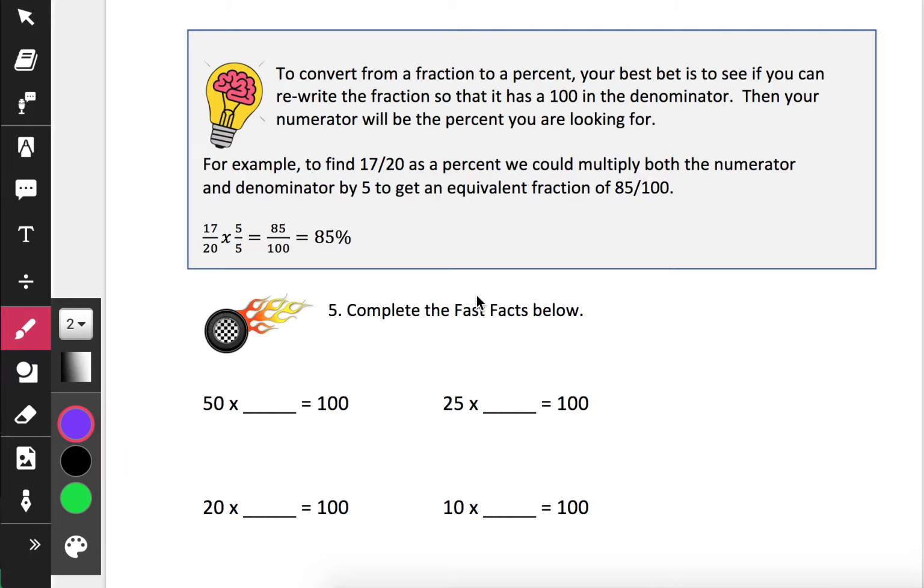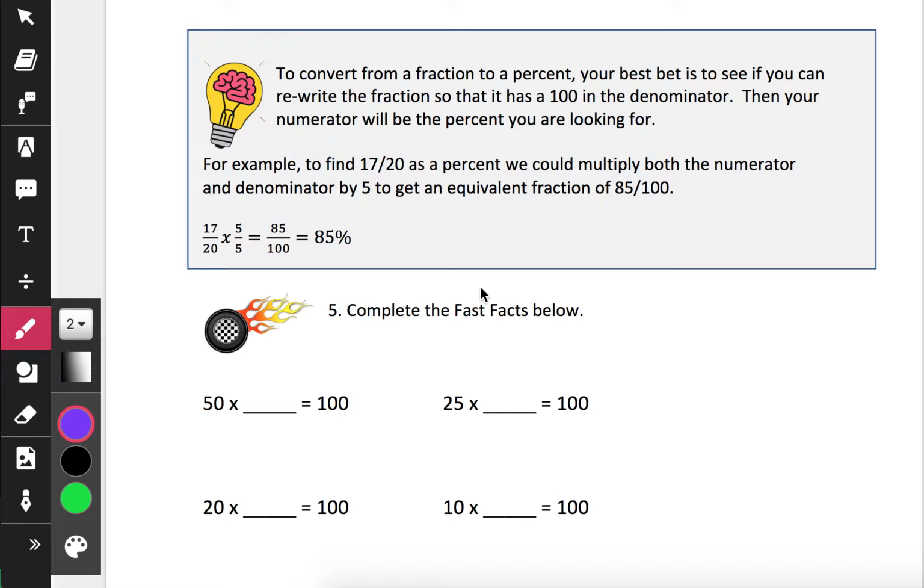In this video, we're going to take a look at 3 different ways to convert from a fraction to a percent. So my favorite way is to see if you can rewrite the fraction so that it has a 100 in the denominator, right? Because percent means out of 100. If you can do that, your numerator is going to be the percent you're looking for.